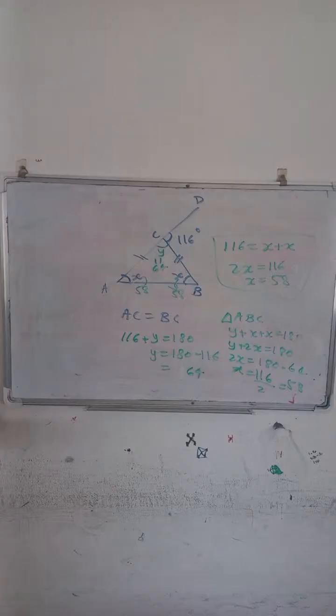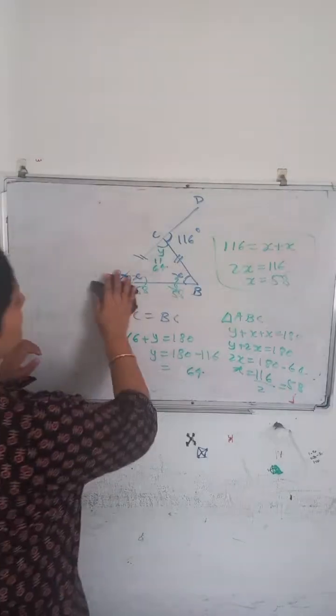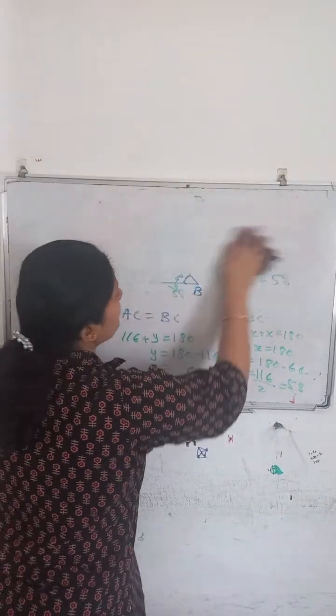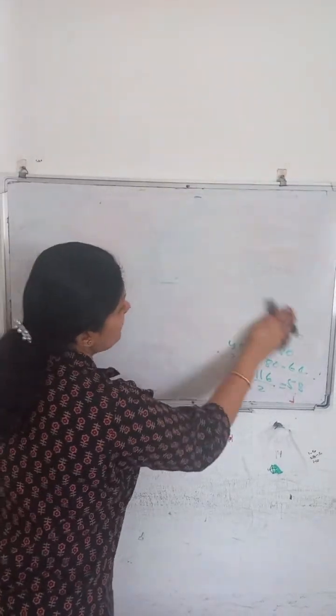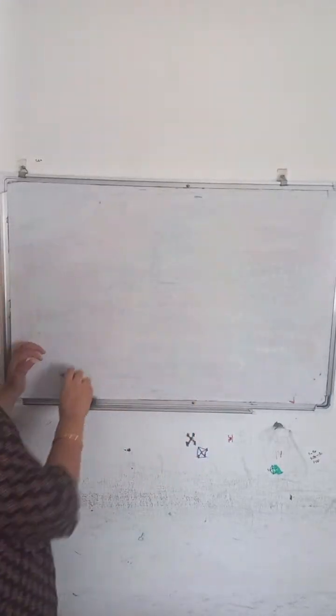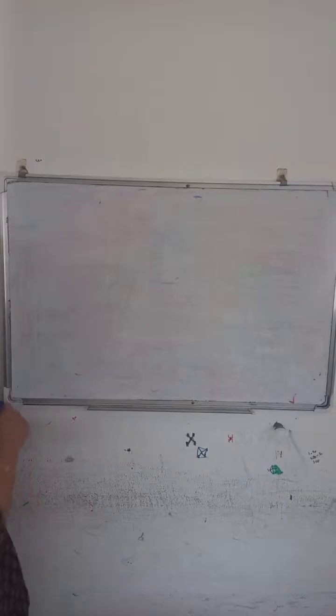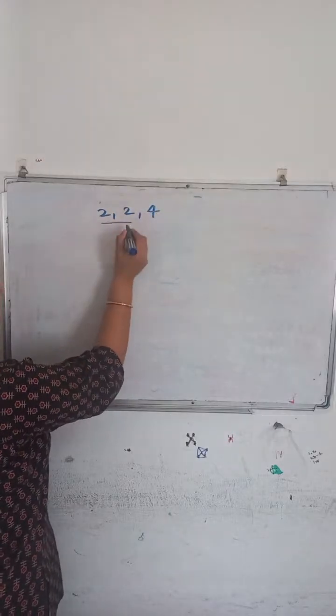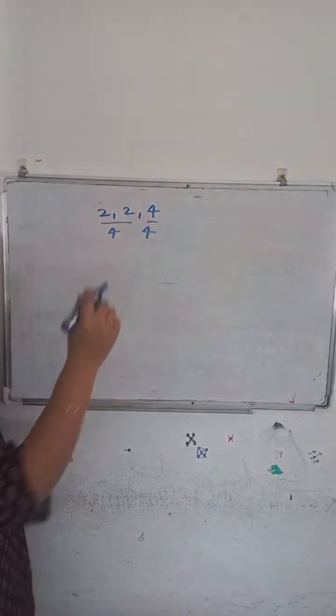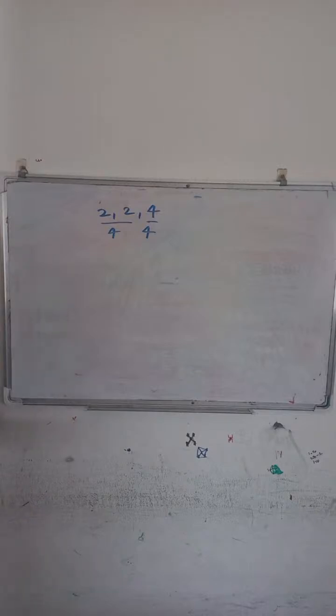As per these options, we need to know which cannot form a triangle. When we draw a triangle, the sum of two sides is always greater than the third side. According to the options, the very first option is 2 centimeter, 2 centimeter, 4. The sum is 4 and the third side is also 4, which is not possible. We can't draw a triangle with these numbers.